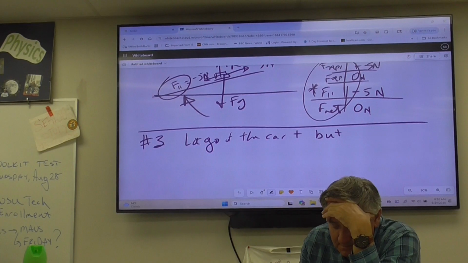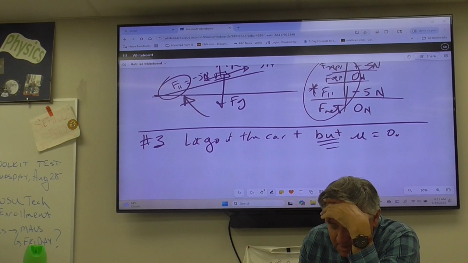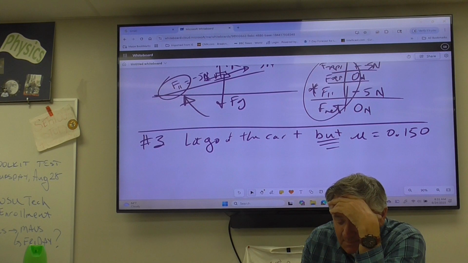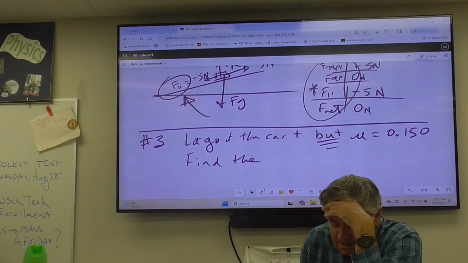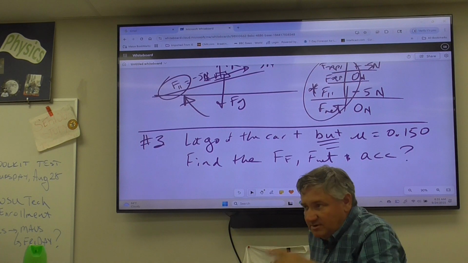But mu is 0.150. Find the force of friction, the net force, and the acceleration.